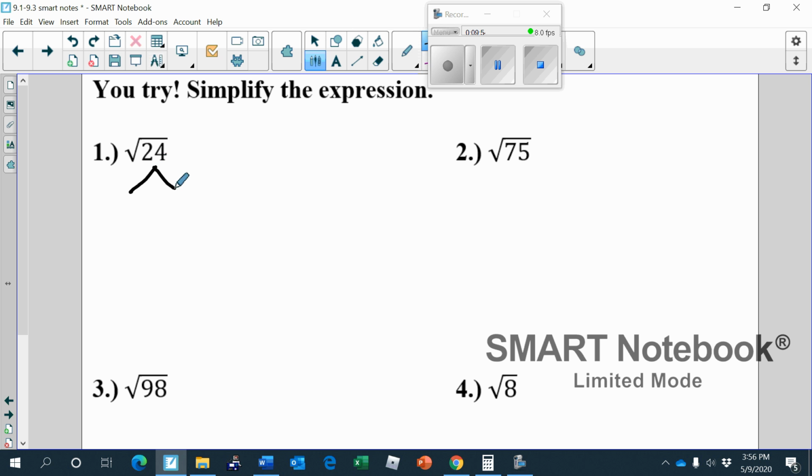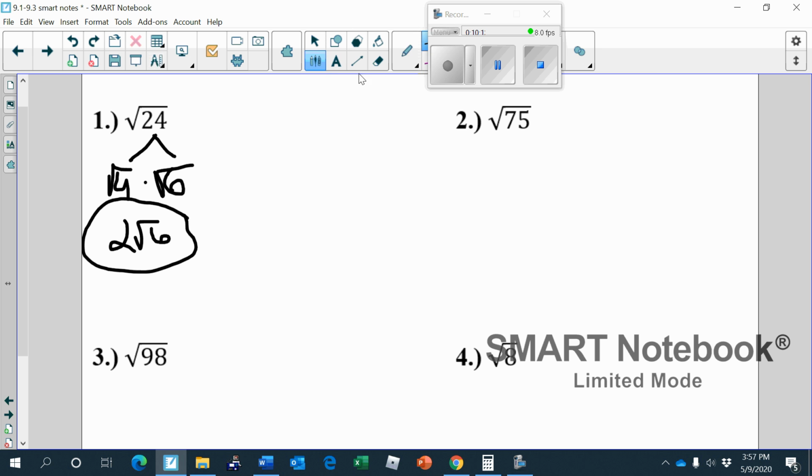What we should have gotten was the square root of 4 times the square root of 6, which would become 2 root 6. Okay. Your next one, number 2, you should have gotten the square root of 25 times the square root of 3. Is 25 times 3. Get you back to 75. And the square root of 25 is 5. And you're left with root 3. So 5 root 3 you should have gotten for number 2.